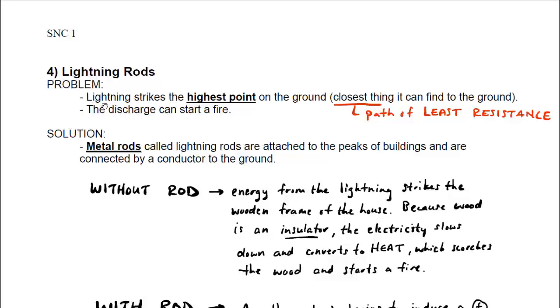The problem is that lightning will strike the highest point on the ground. So it'll, again, take the path of least resistance. So the higher something is away from the ground, the closer it is to the clouds, the more likely the discharge is to happen to that highest point.